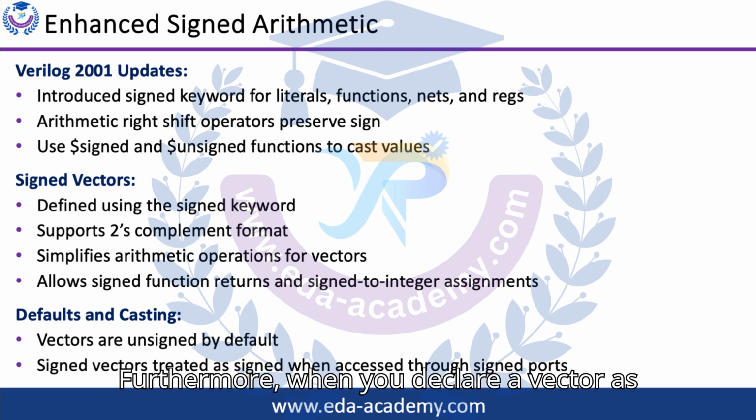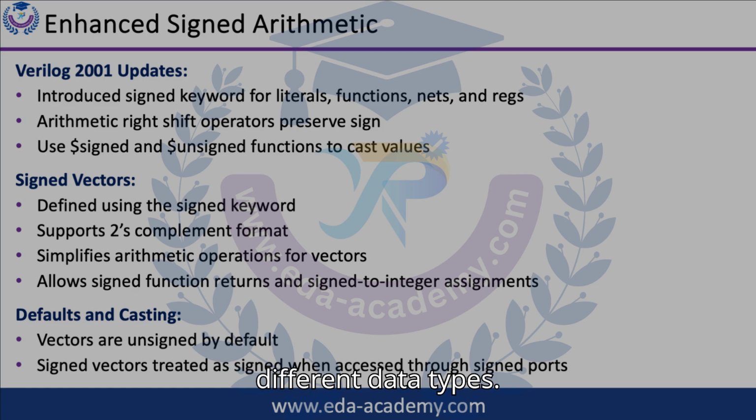Furthermore, when you declare a vector as signed, Verilog treats it as a signed number, which makes arithmetic operations more straightforward and intuitive. This approach also simplifies the handling of function returns that involve signed arithmetic. However, if no signed keyword is used, the vectors are unsigned by default, and accessing them through signed ports treats them as signed, ensuring flexibility in handling different data types.